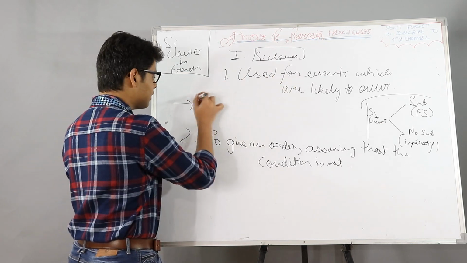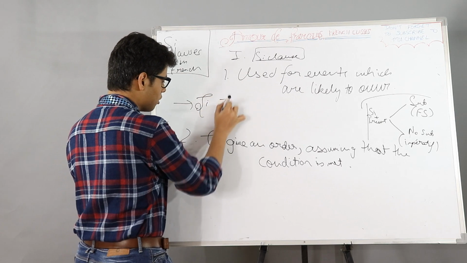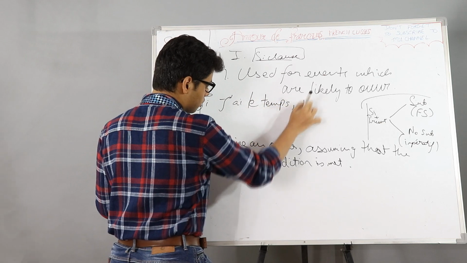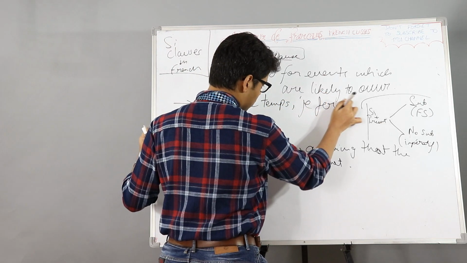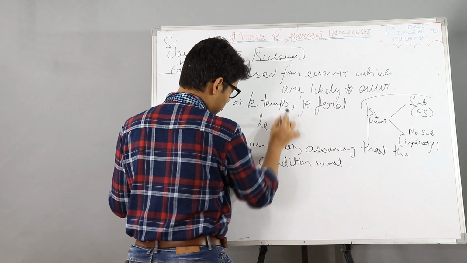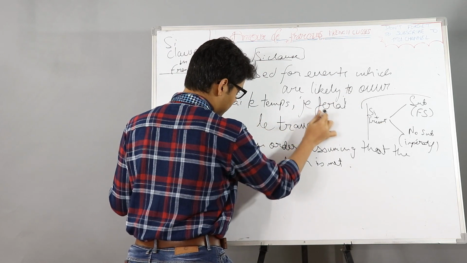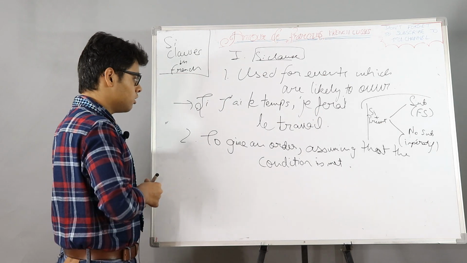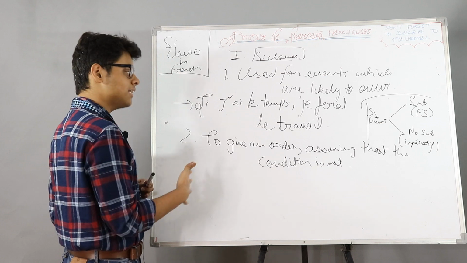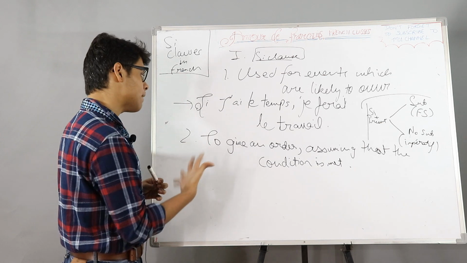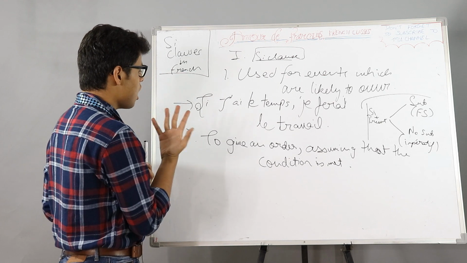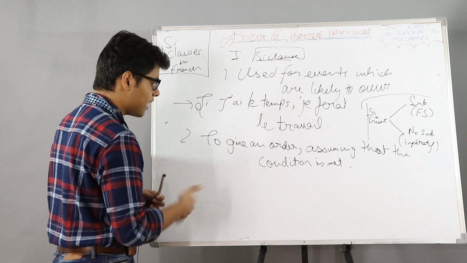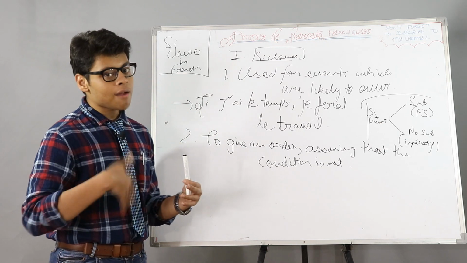Taking a sentence under this: Si j'ai le temps, je ferai le travail. Si j'ai le temps, it's in présent tense. Je ferai le travail, it's in futur simple. So, if I have time, temps, here it's time. Je ferai le travail. I will do the work. If I have time, I will do the work.